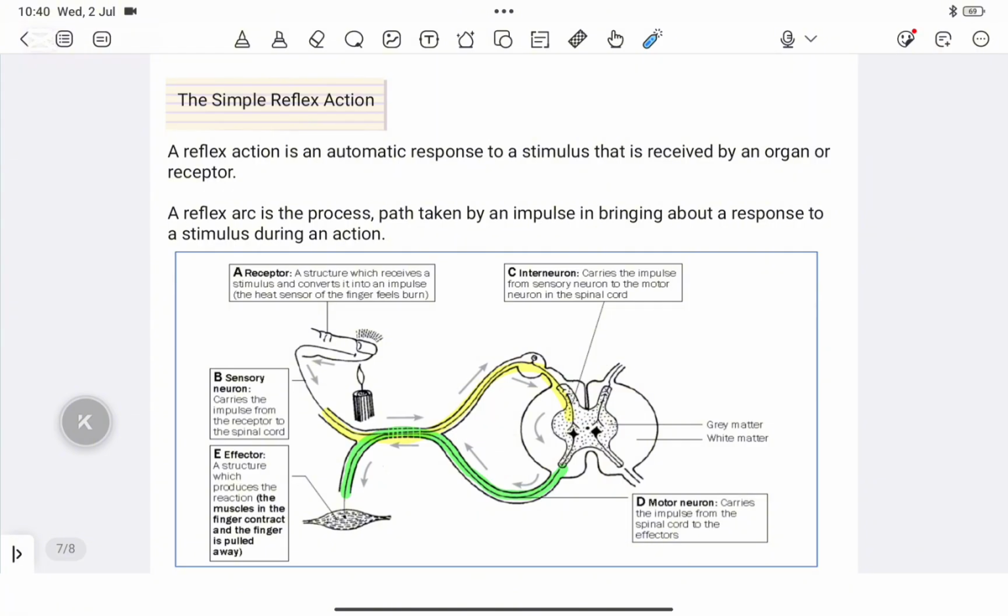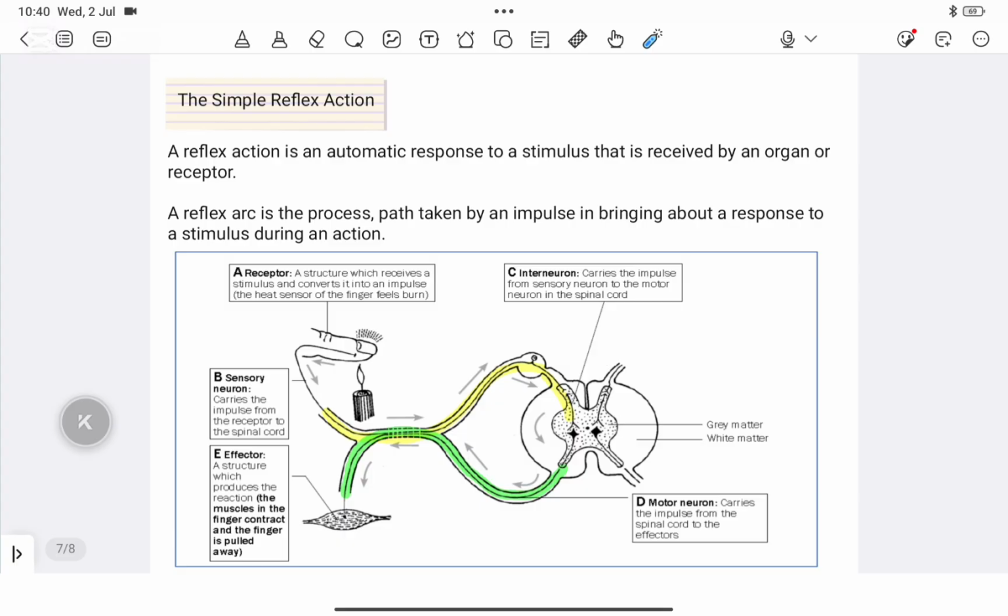Okay. So the first part we have here is called A, or step 1, the receptor. Over here, we have a person putting their finger over a flame, or you can even imagine it as a baby putting their hand on a stove, a hot surface, or touching hot water, for example. So, a structure which receives a stimulus and converts it into an impulse. The heat sensor of the finger feels burn.